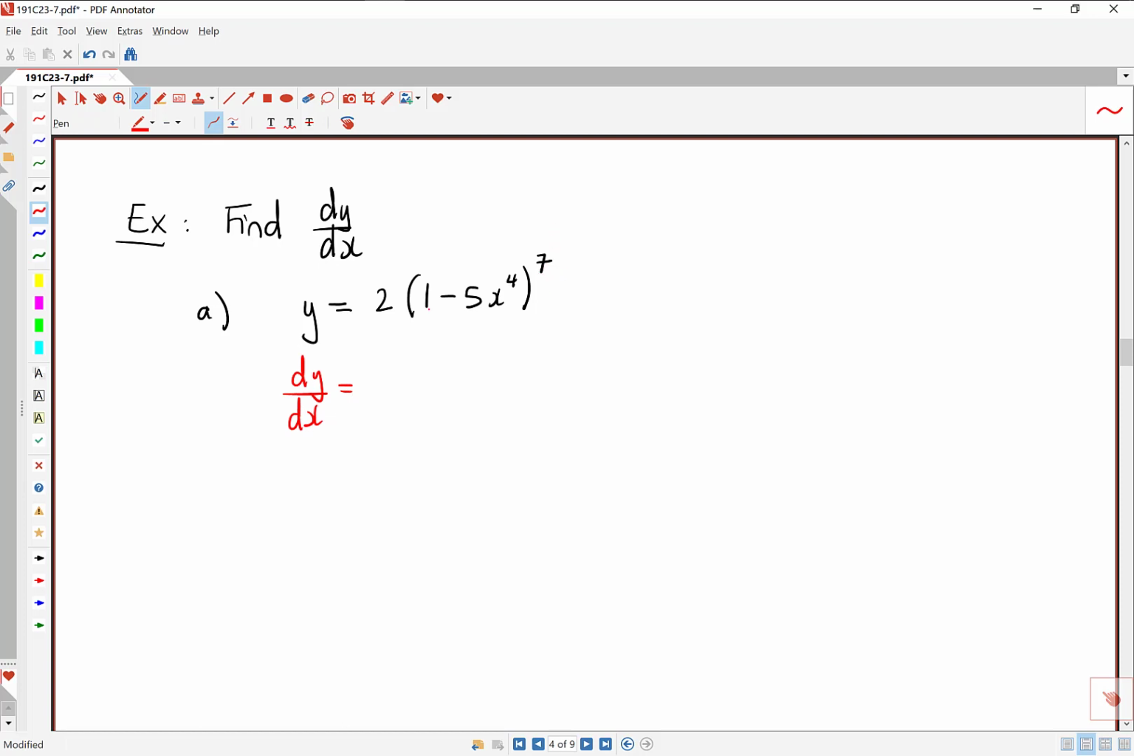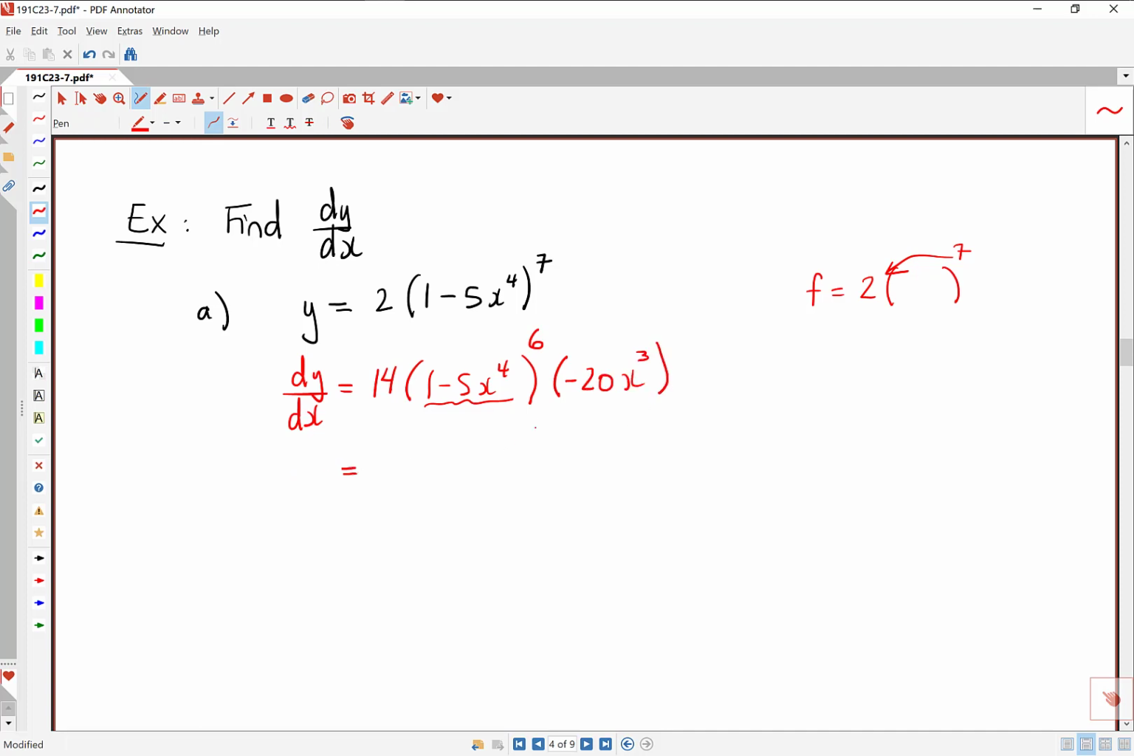The outside function, if we want to just imagine a picture here, is 2 times something raised to the 7th power. If we were going to take the derivative of something like that, the 7 would come down in front, multiply with the 2, so we'd have 14, and the power on the bracket would decrease to 6. We keep the inside function the same throughout that process, and then multiply by the derivative of this inside function, which would be minus 20x cubed.